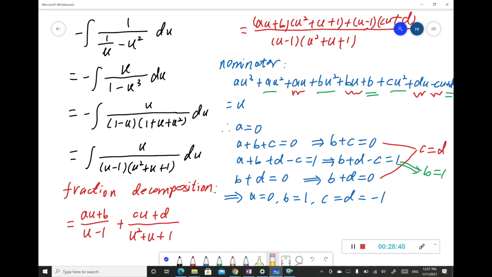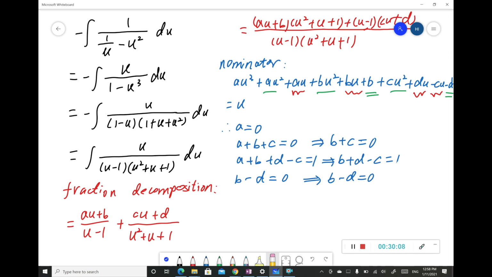I think I made a mistake here. It's minus d. Sorry about that. I will change them. It's cu minus d. So the last equation will be b minus d equals 0. Yes. And then c is not equal d, and b is not equal 1. We could recalculate it. Sorry about this.